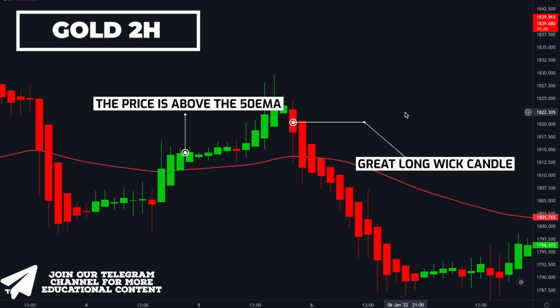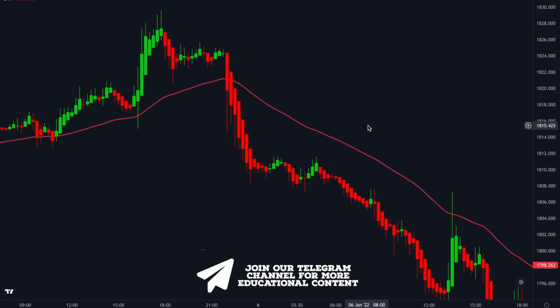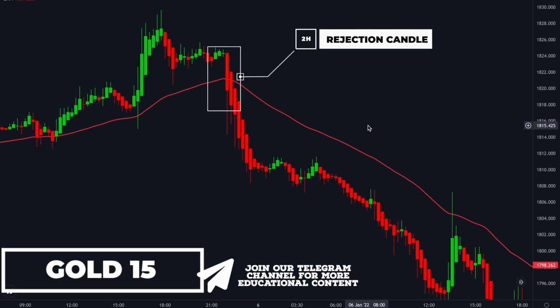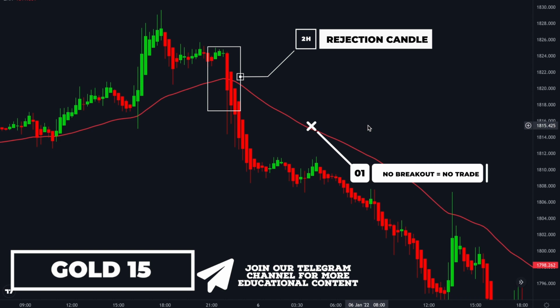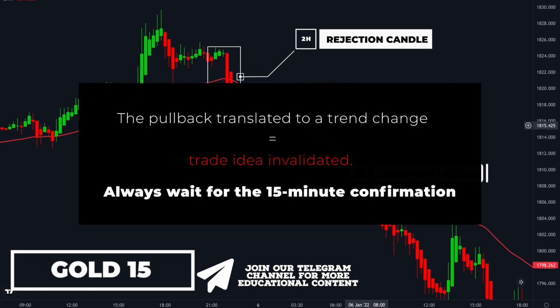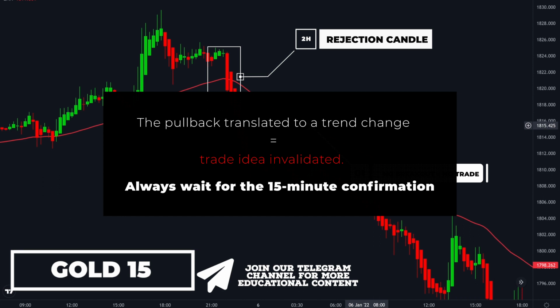With that being said, let's move down to the 15-minute time frame, trying to receive the final confirmation of the immediate trend. Here is the 15-minute time frame, and as you can see, the 50 EMA was never broken right here, meaning that our immediate trend remained bearish, and the price then dropped significantly. From the price action standpoint, this tells us that the pullback translated to a trend change. So once again, always wait for the 15-minute time frame confirmation before entering the trade.